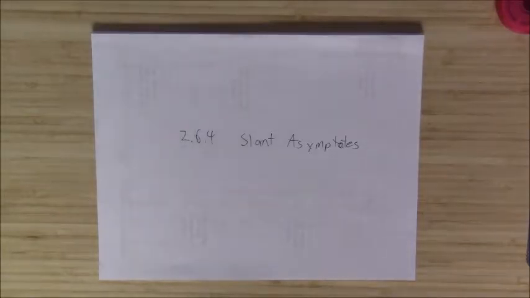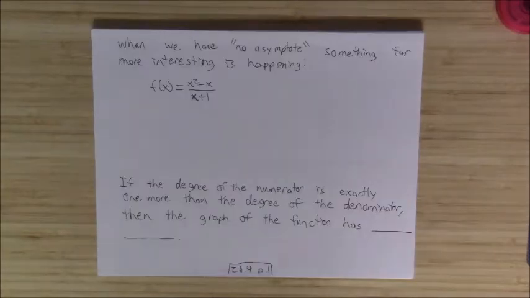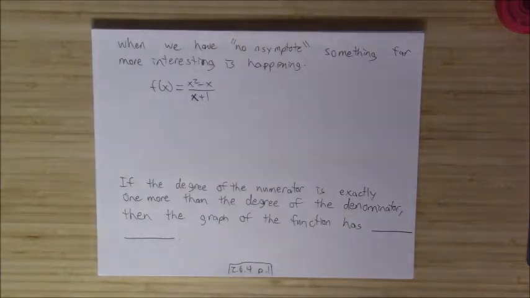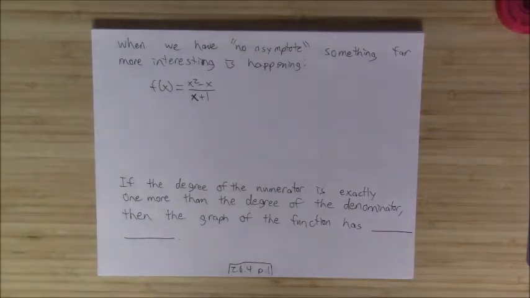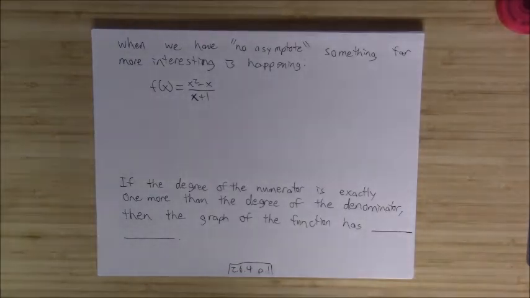In this video, we'll finish talking about rational functions by talking about slant asymptotes. Before, we saw that when the degree of the top is greater than the degree of the bottom, we don't actually have a horizontal asymptote. But it's not really true that we had no asymptote, because really something far more interesting is happening.